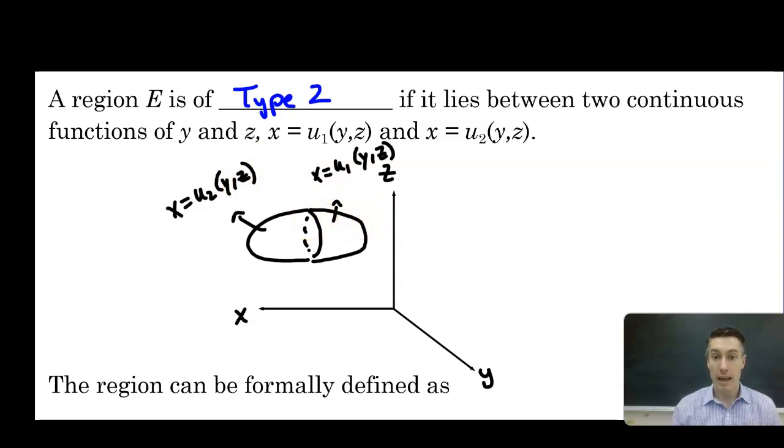Now we're going to project that. So this is our region E. We project that onto the YZ plane. It would look circular. So that's our shadow, which we'll label as D. In this case, to figure out what this shadow looks like, we would need to find the intersection of the two surfaces that define E.